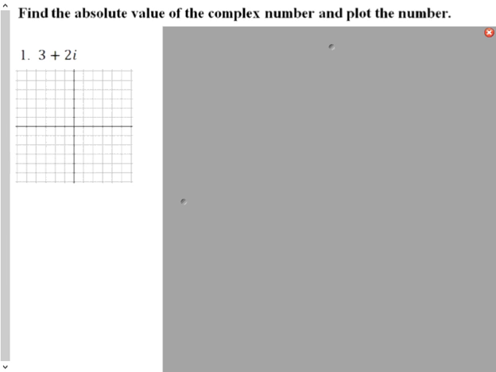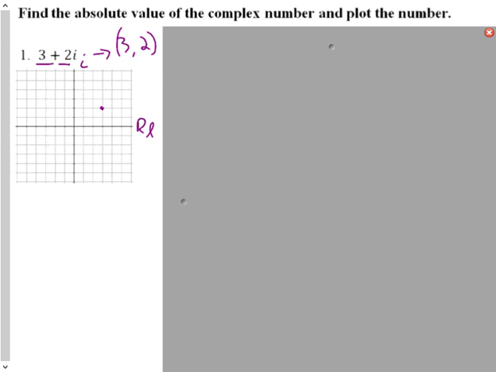So to plot the point 3 plus 2i, we have a real axis and we have an imaginary axis. The real axis is the x-axis, so that's where the a value is going to go. And the imaginary axis is the y, formerly known as y. So this 3 plus 2i is going to be graphed like (3, 2). So we plot 2.